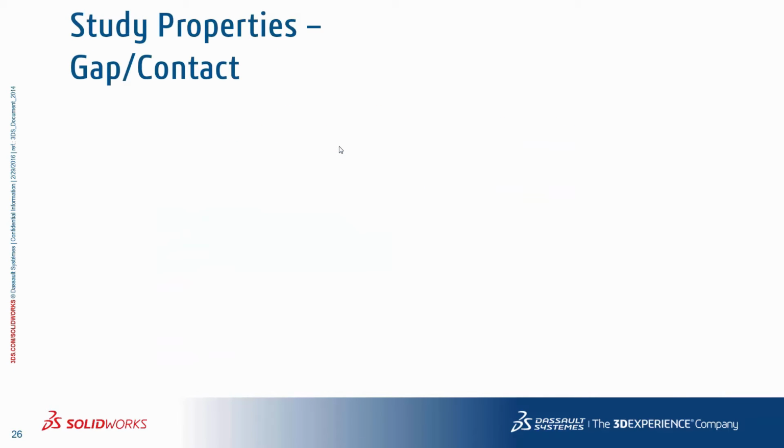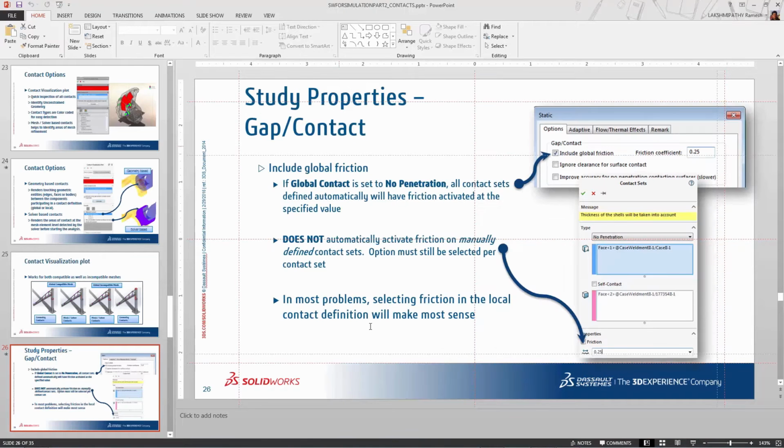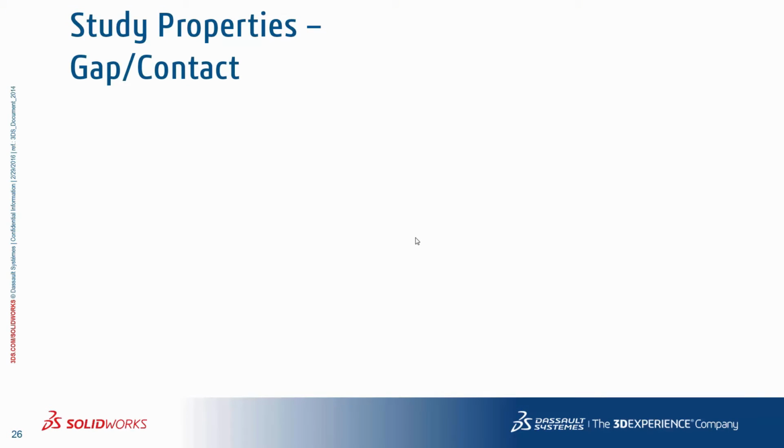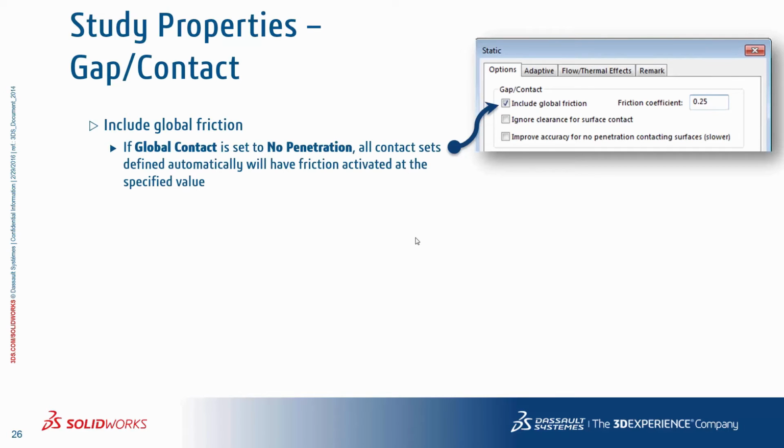All right, so let's talk a little bit about gap in contacts. What are the different options available? In the simulation study properties, there are some common settings with respect to the contact definition. The first one is including global friction. Now, if you have this option checked and a value specified for the friction coefficient, and then you have a global contact set to no penetration, all of the contact sets defined automatically behind the scenes will have this friction value activated at the specified value.